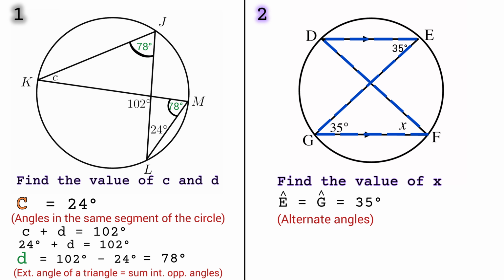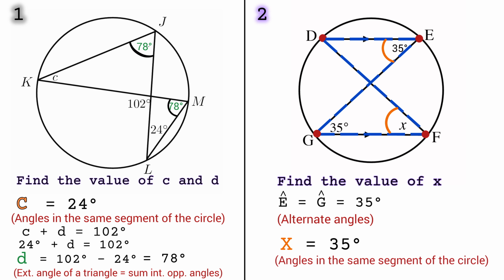We have this shape and we have all the four corners lying on the circumference of the circle. Therefore, these two angles are in the same segment of the circle, and according to Theorem 4, angles in the same segment of the circle are equal. So x is equal to angle E, which is equal to 35 degrees.